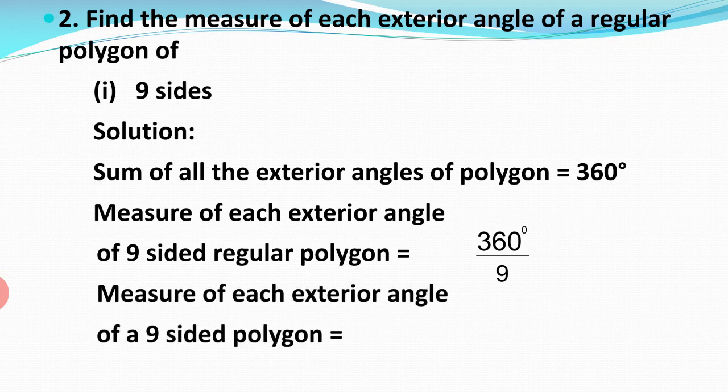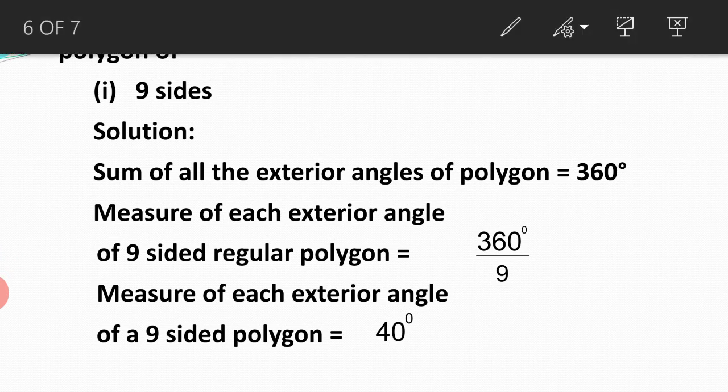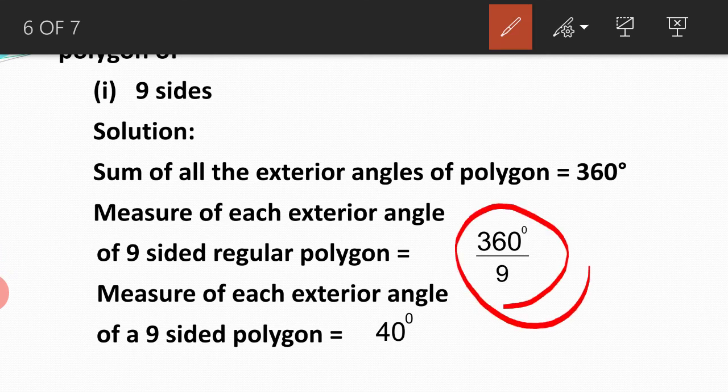So now you can perform the division and get the answer as 40 degree. So therefore measure of each exterior angle of a 9-sided polygon, it should be regular polygon, is equal to 40 degree. This formula is true only for regular polygon. Remember children. Is it okay? Regular means all sides and angles are equal.